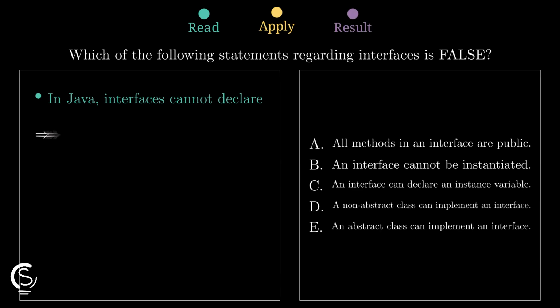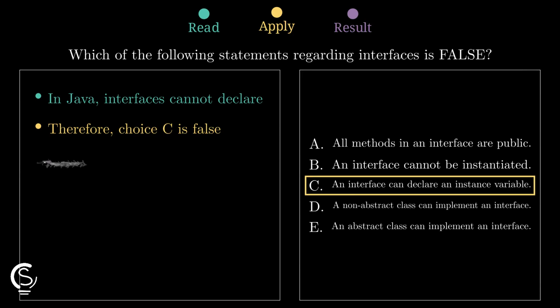Other options are true. Methods are public by default and classes implement interfaces easily. Choice C is the only lie, so we are done.